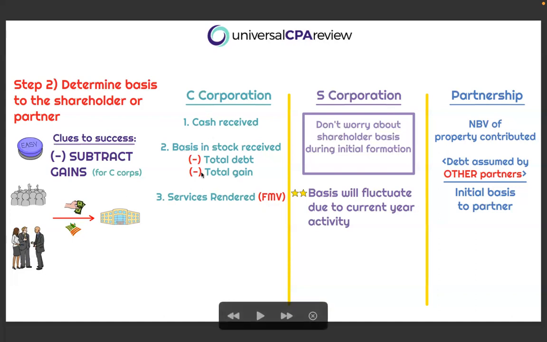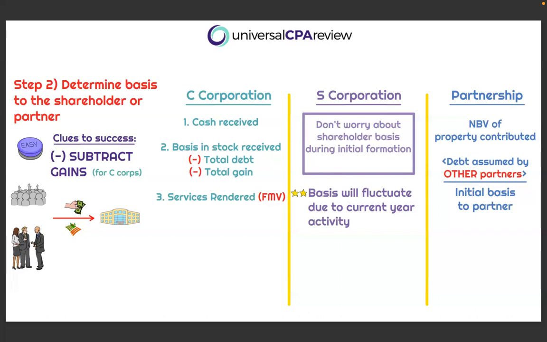Okay, so this actually needs to be corrected. For those of you watching, I'll make this update here. It should be plus gains minus debt. That's my bad. So for C corps, again, we're thinking about the shareholder in a C corporation, and we're thinking about shareholders in S corporations. When you're contributing cash, the cash contributed will impact the initial basis. When you're thinking about the property that is contributed, you're thinking about the net book value of the property contributed. So again, plus any gains, minus any debt. And then services are always going to be the fair market value.